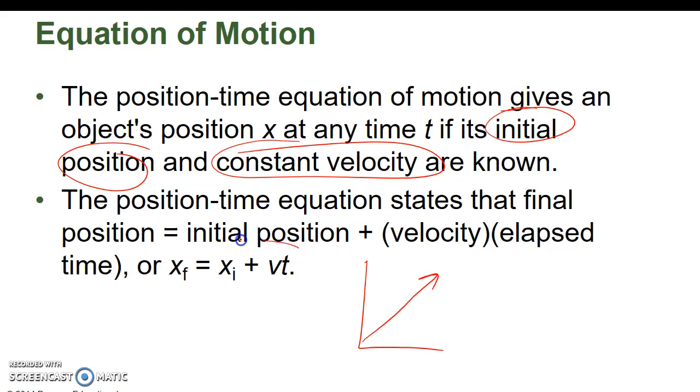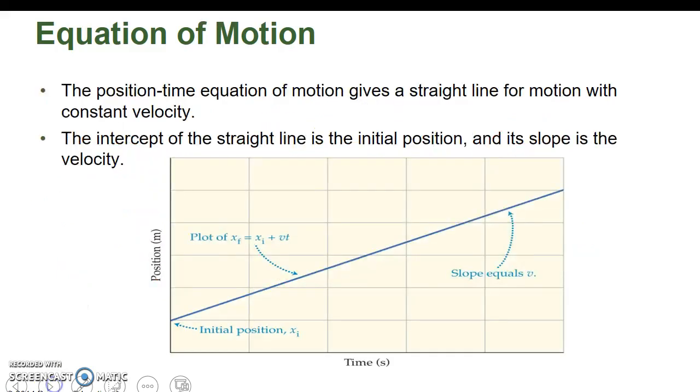So the equation looks like so. Final position is equal to initial position plus velocity multiplied by time. So there's our first equation of motion that we're going to look at.